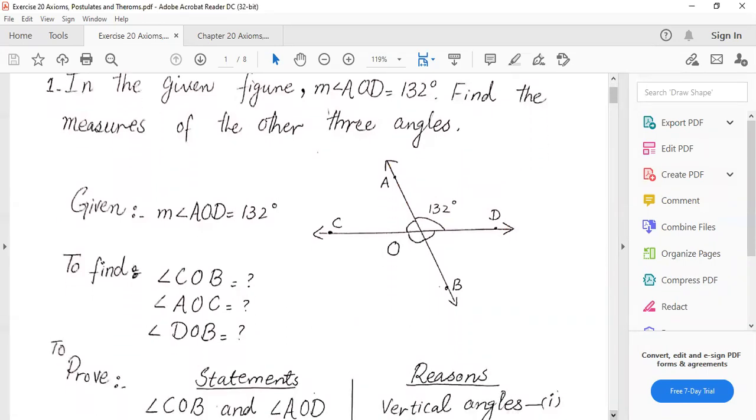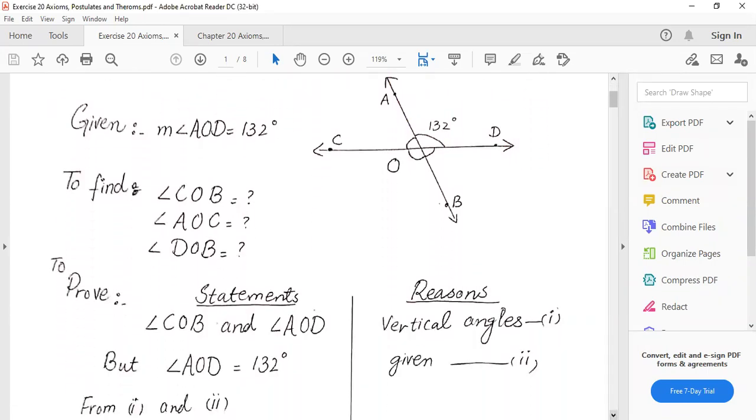Now remember this, we need to prove with the help of statements and reasons. And in intersecting lines, there are vertical angles. Every time this must be in your mind: intersecting lines create vertical angles. So COB and AOD are vertical angles, opposite angles. Both are on opposite sides, and they are equal. On the basis of this, in the second line we write that angle AOD is 132 because it is given in the statement. So we will write given.